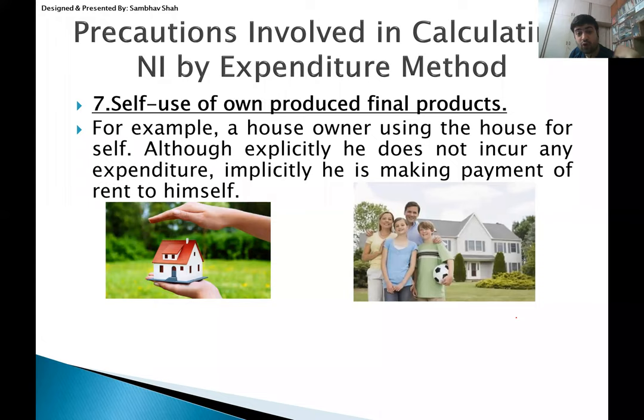So self use of own produced final products, or maybe a farmer is working in a farm and he or she is growing potatoes, and definitely these potatoes he or she is going to consume by themselves. Then the imputed value of these potatoes, ke market mein kya bhav chal raha hai potatoes ka, wo value aapko calculate karni padegi, right? So this is very important. Kyunki agar wo nahi produce karta to kya karta, otherwise he could have bought from the market, right? Since the house is producing a service, the imputed value of the service must be included in the national income.